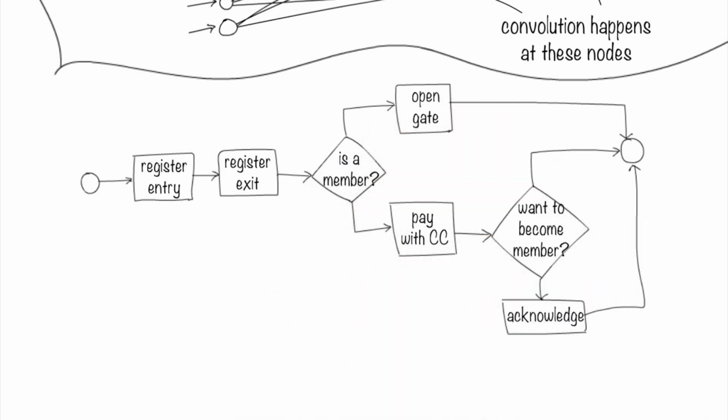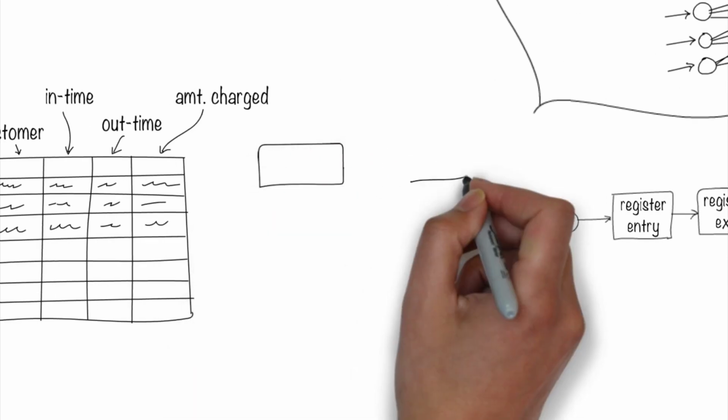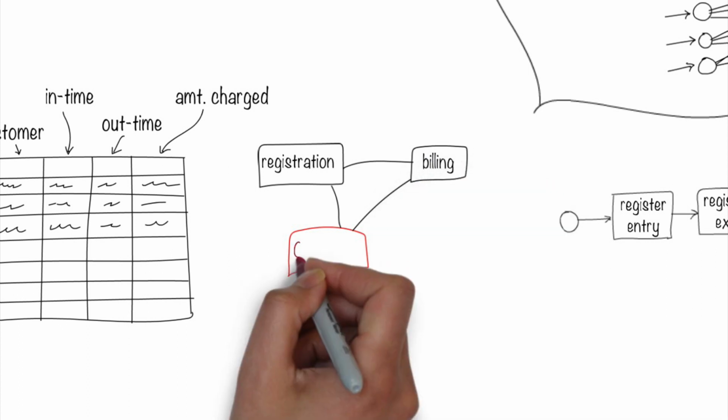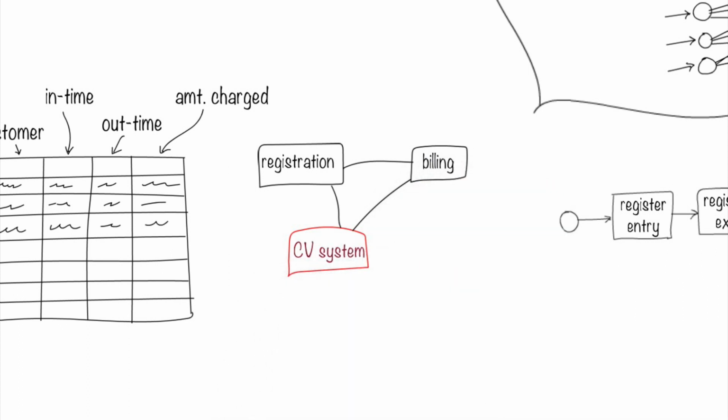A non-member may choose to become a member with a single acknowledgement, since we already have all the required information for membership, like the credit card, license plates, and car model. To make this all happen, the license plate recognition system, the registration system, and the billing system all have to be integrated. There are a few other processes and systems as well, but as you can see, the CV system is simply one part of the end-to-end process.